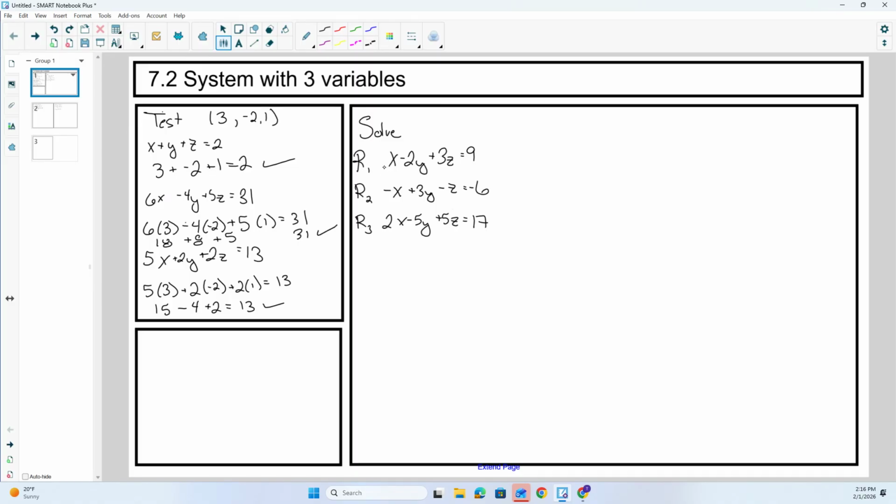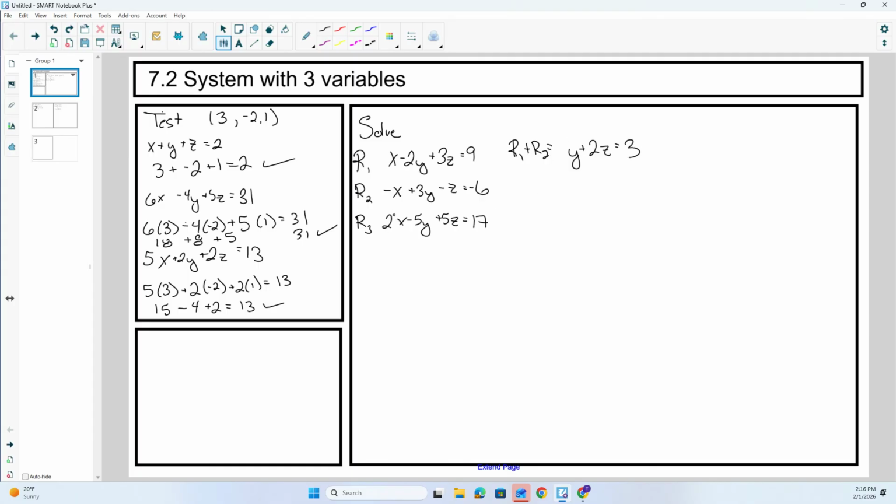So what I'm going to do first is R1 plus R2. So x minus x cancels out. -2y plus 3y gives me a y. And then 3z minus z gives me a positive 2z. And 9 plus a -6 gives me 3.